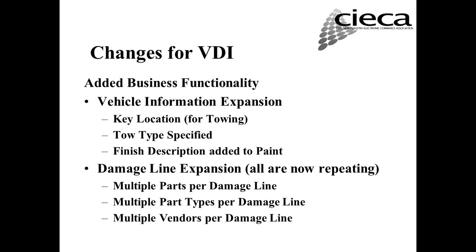The committee also added the finished description to the paint in the vehicle information aggregate to provide additional information from the appraiser to the insurance carrier to understand the logic behind repair costs. To provide more information, changes were made on the vehicle damage line created when writing an estimate. The message is now capable of including multiple parts on a single damage line, multiple line item category codes like air conditioning, heater, labor, and blower motor on the same line, and multiple vendor reference numbers.